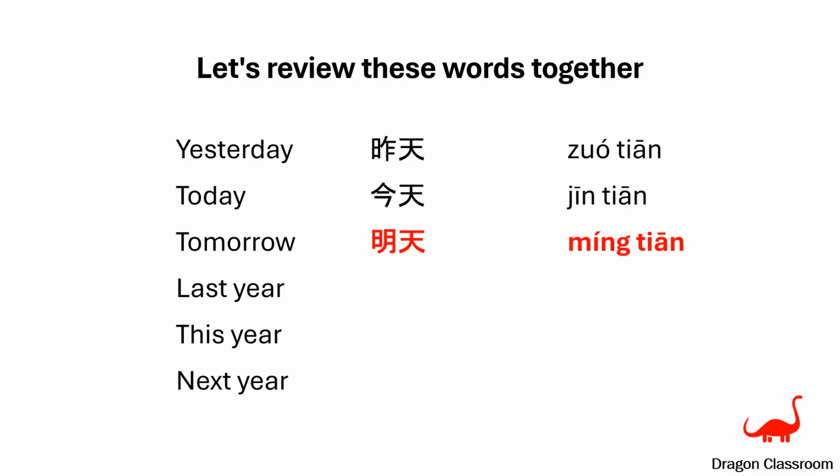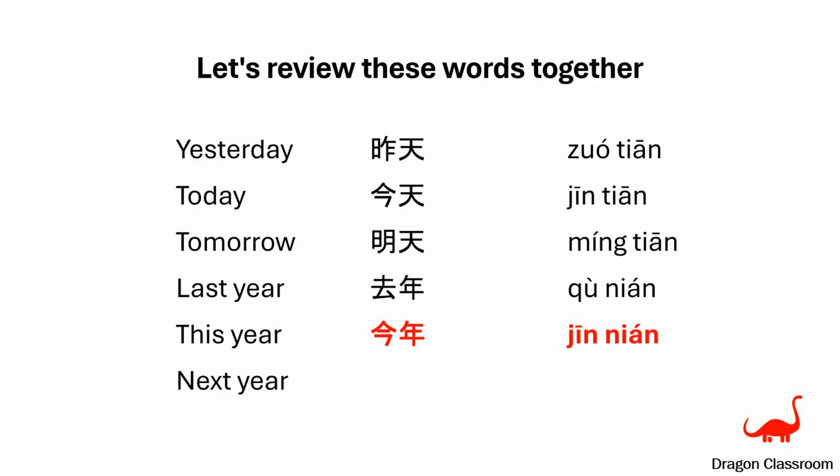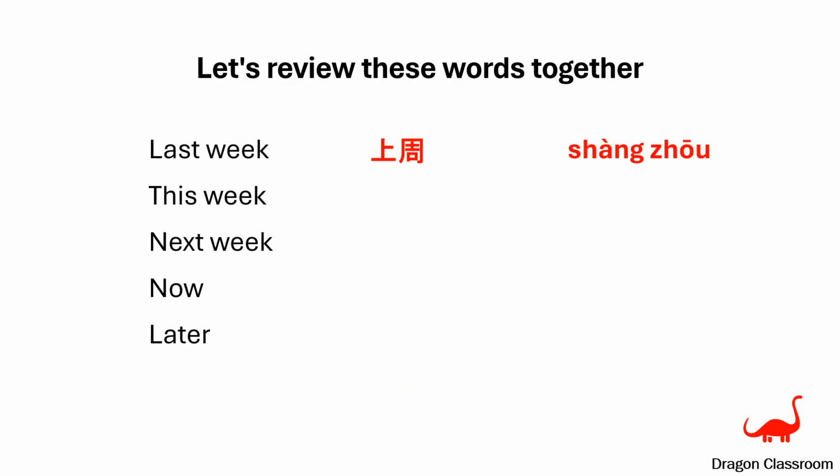Tomorrow is 明天. Last year is 去年. Last year is 去年. This year is 今年. This year is 今年. Next year is 明年. Next year is 明年. Last week is 上周. Last week is 上周.